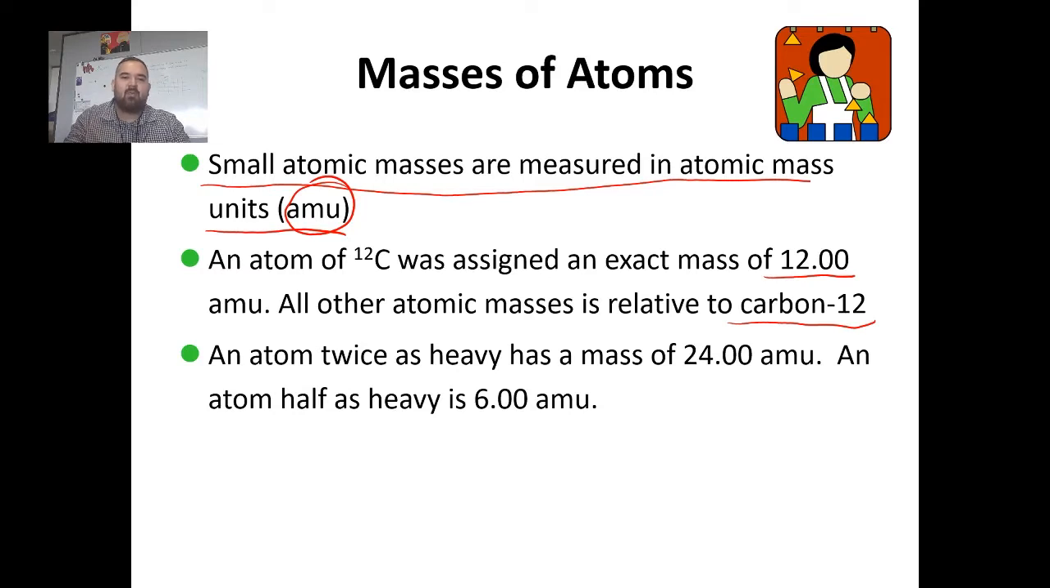An atom that's twice as heavy is going to have 24 AMU. An atom that's half as heavy is going to have 6 AMU. So that's what we mean by relative. So hydrogen has, what's the mass of hydrogen? I don't want y'all to answer. It's going to be 1/12 the mass of carbon-12. Let's go ahead and move on.